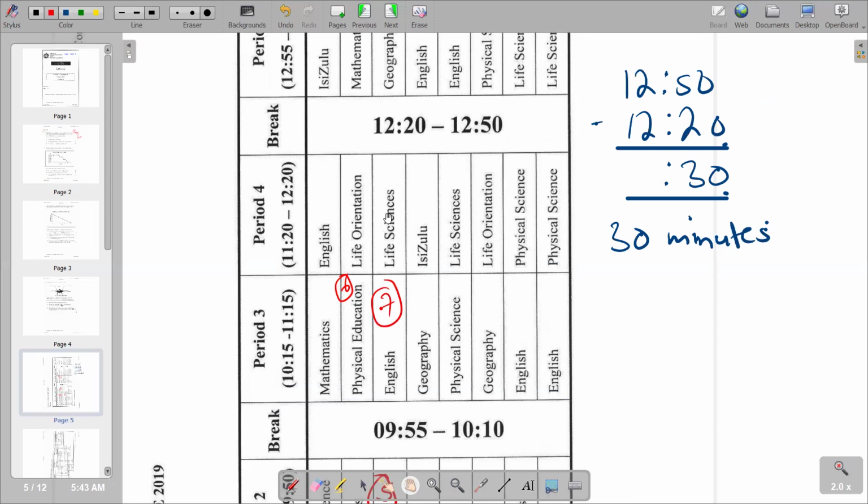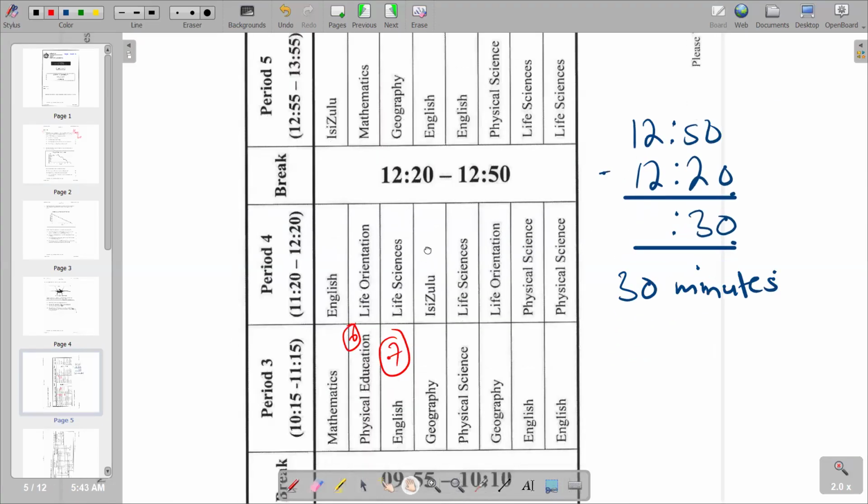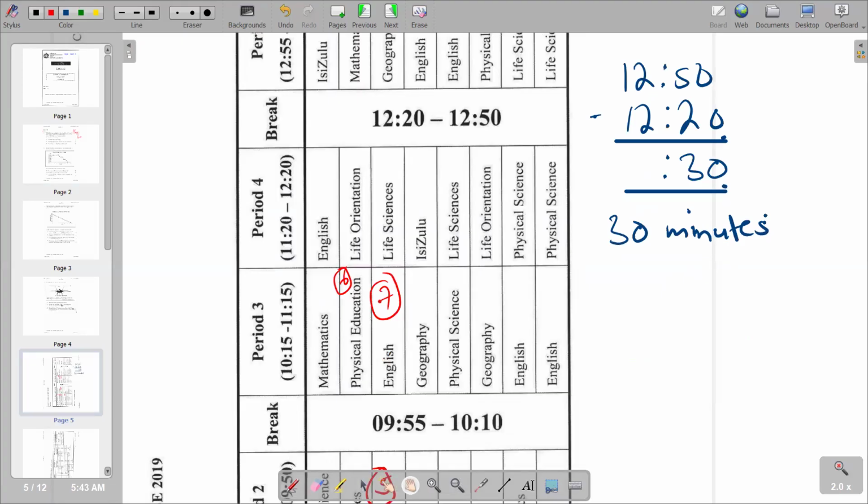Life orientation is not a part of our subjects. We have life sciences, we mentioned it. It's Zulu, life sciences, life orientation, physical science. It's Zulu, mathematics, geography, English, physical science, life sciences. So you see that we've got 7 subjects. So for question 1.1.2, our response is 7 subjects. Basically, that's what we have.